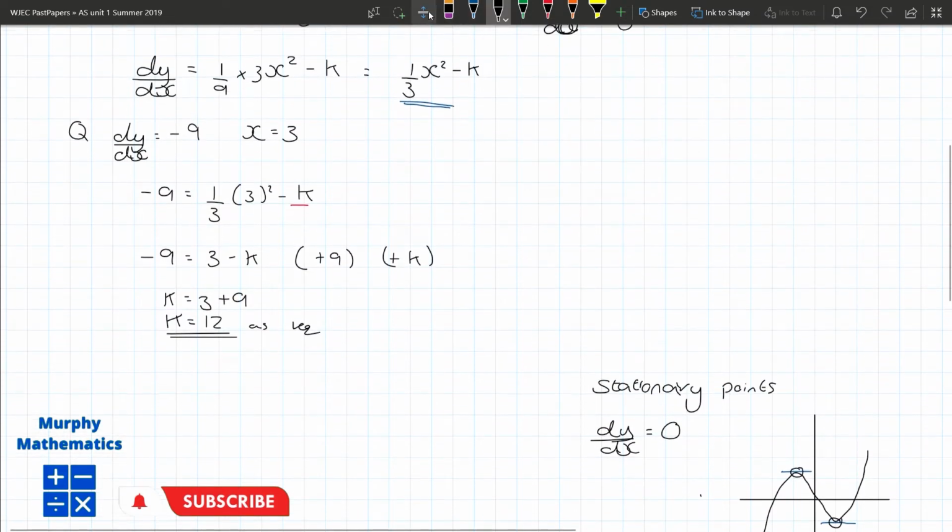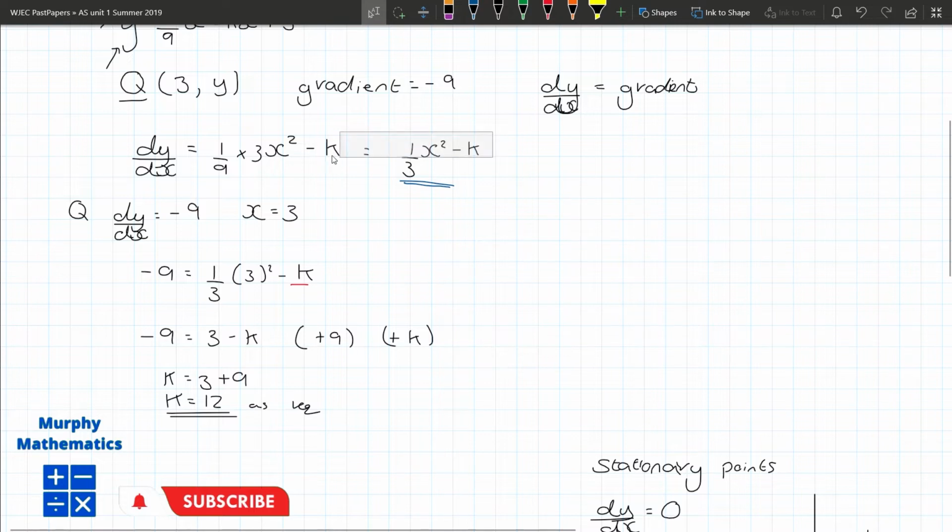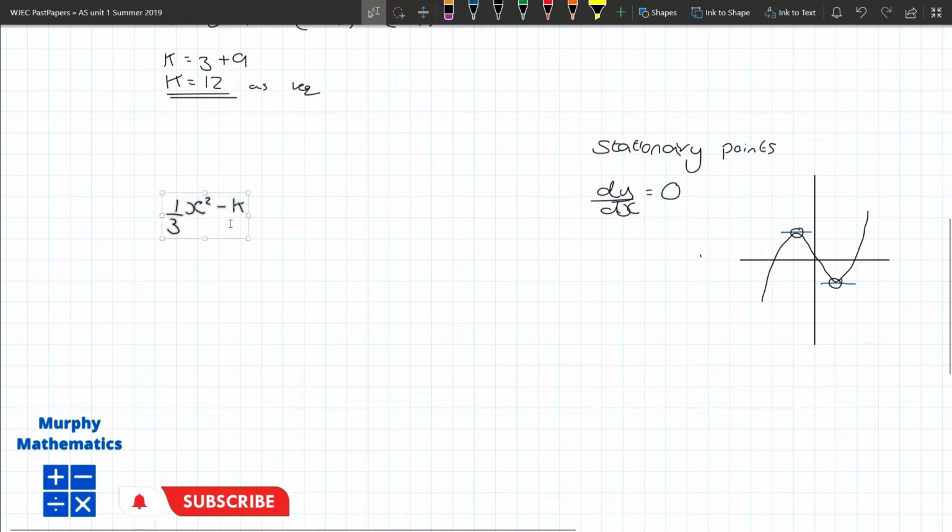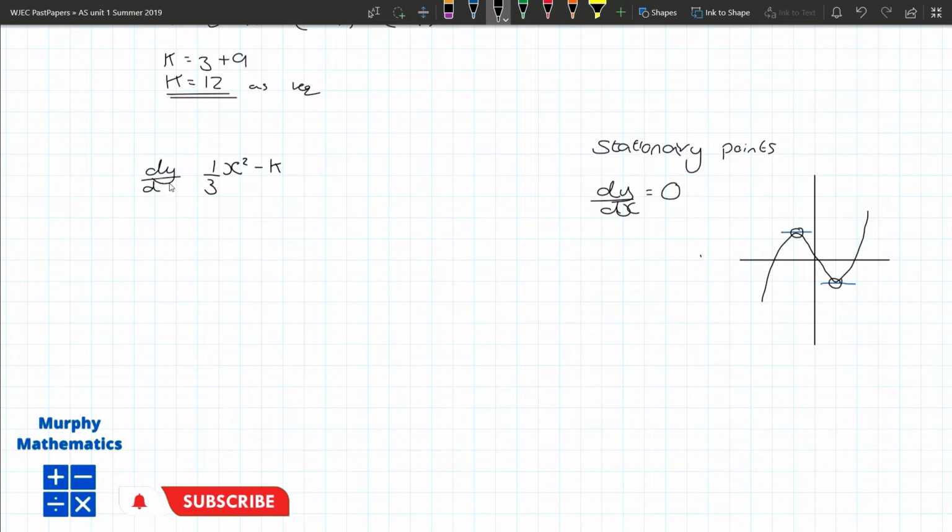So what we can do is look at the derivative and set it equal to 0. I'm just going to copy and paste my derivative, saves me time. So 1/3 x squared minus k. So here we go. dy over dx equals 1/3 x squared minus k, and I'm just going to set that equal to 0. And what I should do as well is, we've just found out k equals 12, so I can change that to 12. So 0 equals 1/3 x squared minus 12.